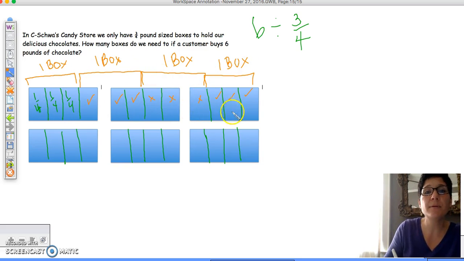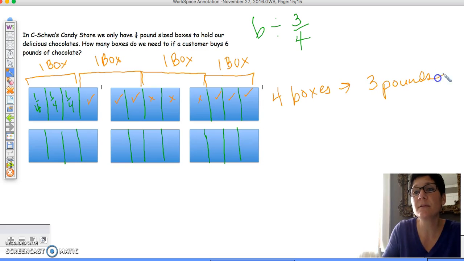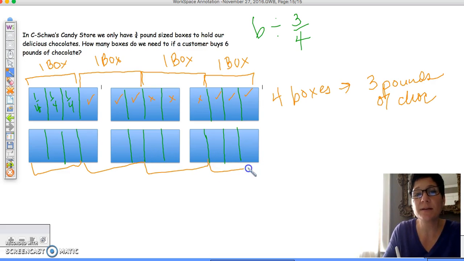Now, if you look up top, do you think the same thing is going to happen down in the bottom? So this is 3 pounds of chocolate. How many boxes do we need to fill up 3 pounds of chocolate? And I hope you're saying we need 4 boxes for 3 pounds of chocolate. So now I got a question for you. If that's 3 pounds, that means we need another one box here, one box here, one box here and one box there. So we should have one, one, one, and one.